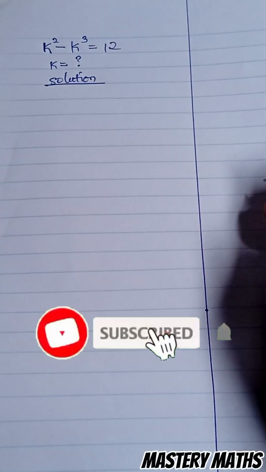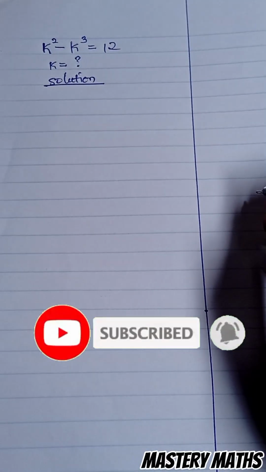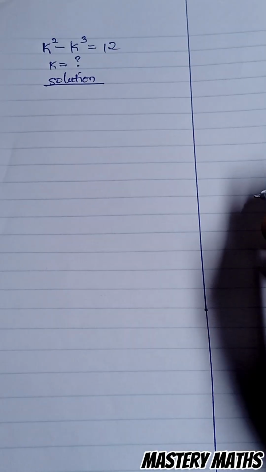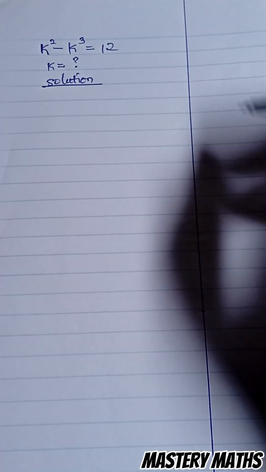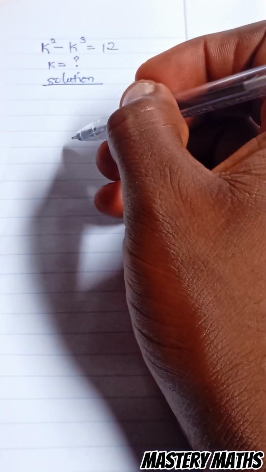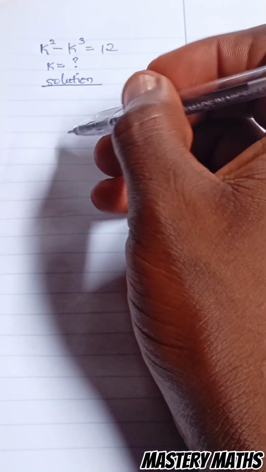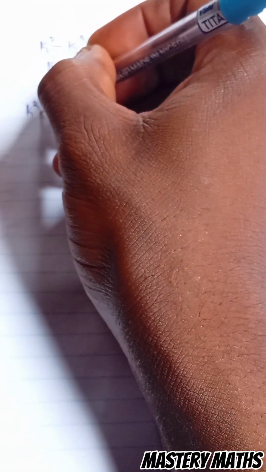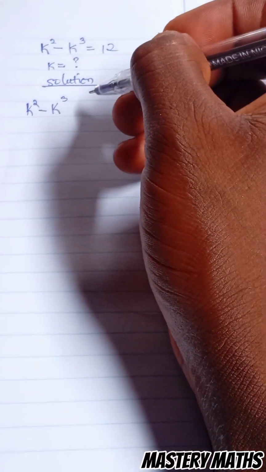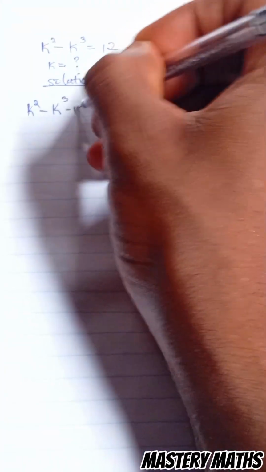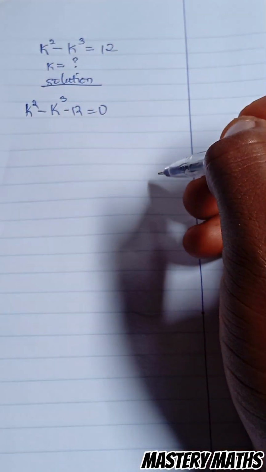Now we have 4k² minus k³ equal to 12. I'll look for the value of k. Before we can look for the value of k, first of all, we need to bring down this, by saying k² minus k³. Now we'll bring this 12 inside. The plus 12, when it comes inside, becomes minus 12 equal to 0.